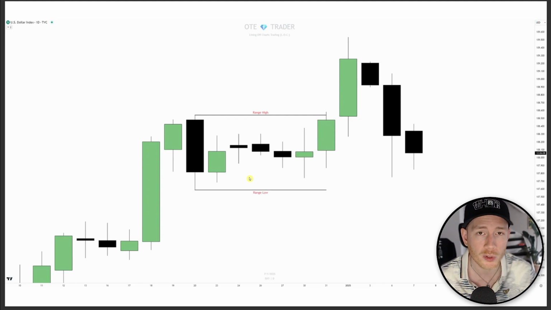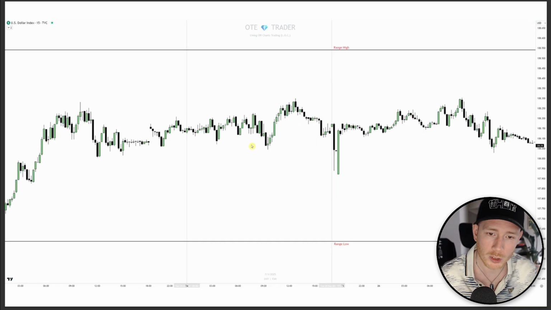Time is more important than price, and ICT also always talks about that time comes before price. The economic calendar will be your roadmap into determining what is the right time to trade and when to avoid trading. What does that look like intraday?